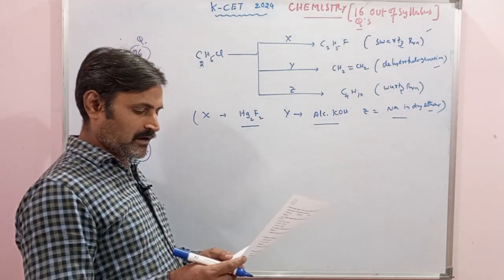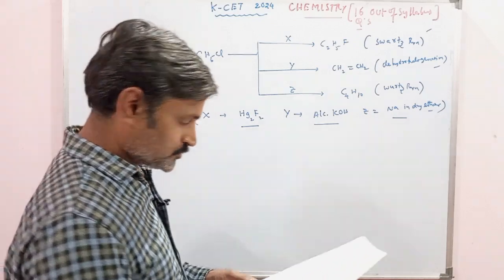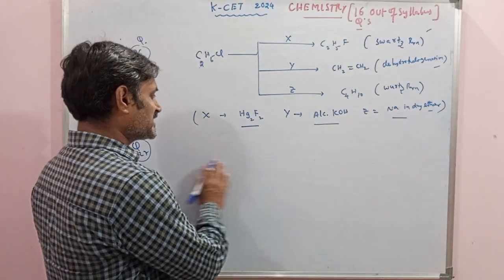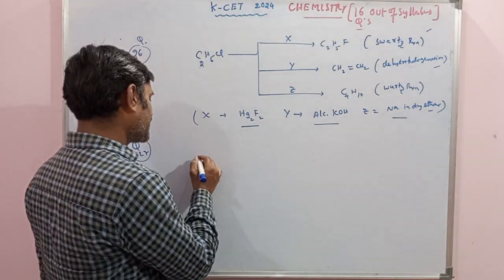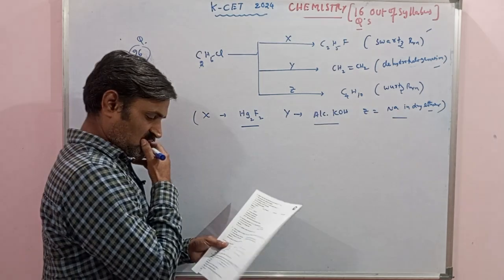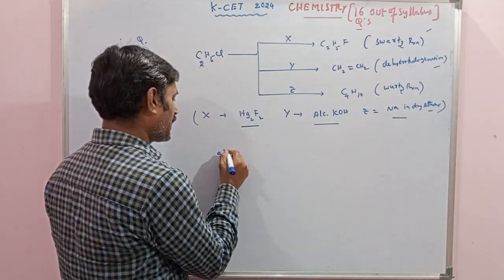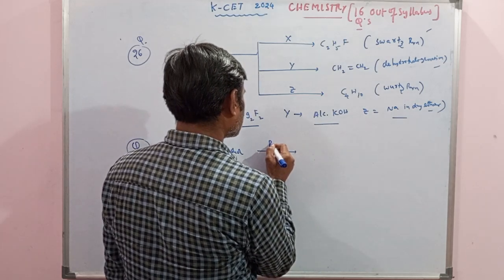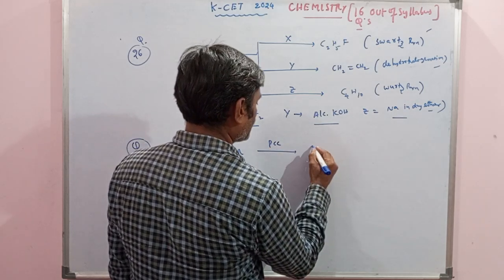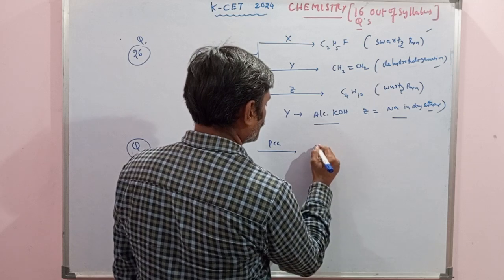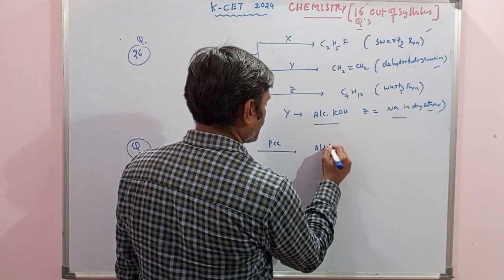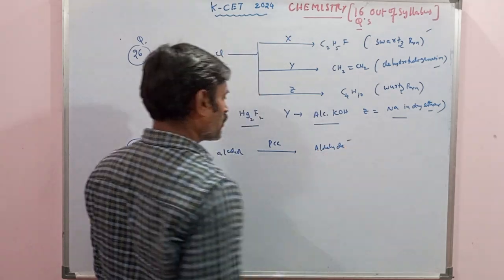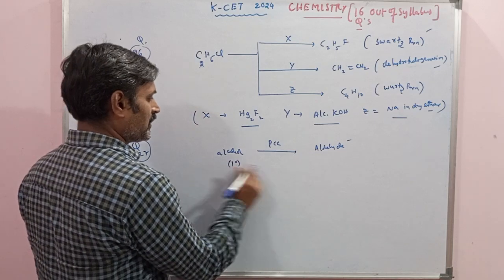So what might be the alcohol? That is the question. In reading the question and checking the options, we have a verification method. Usually, what we understand is that if an alcohol is treated with PCC, it will be converted into a carbonyl compound, particularly an aldehyde if it is a primary alcohol.